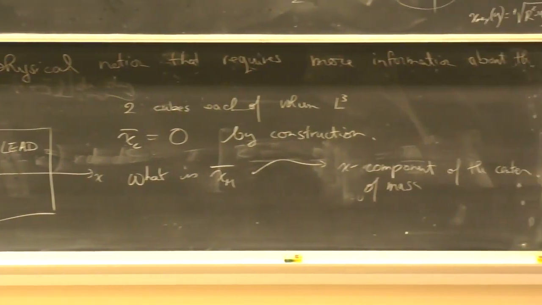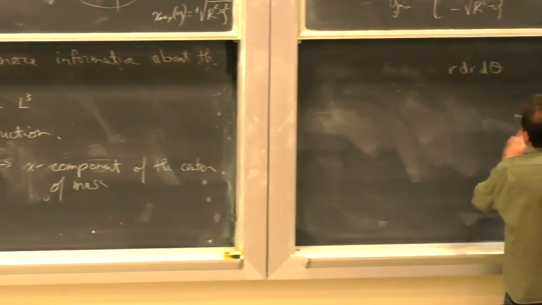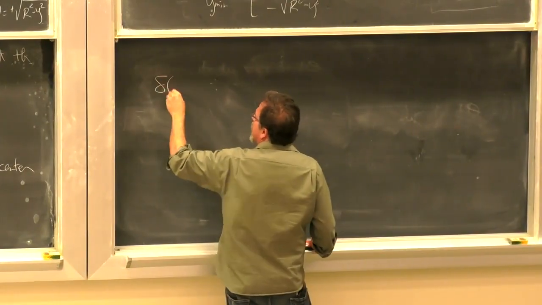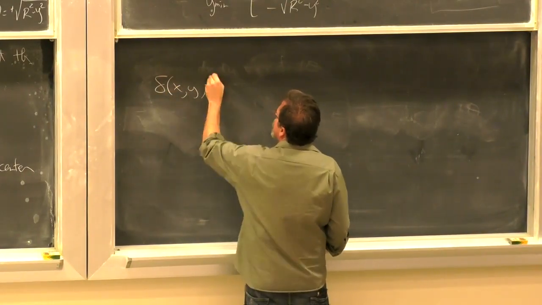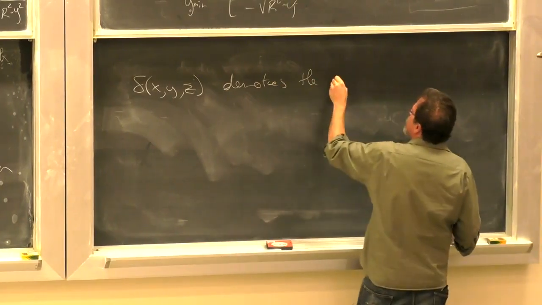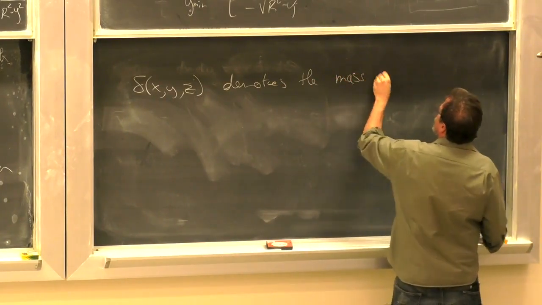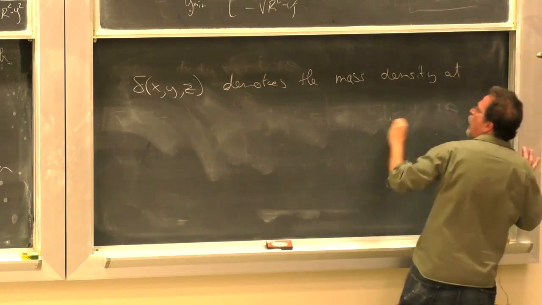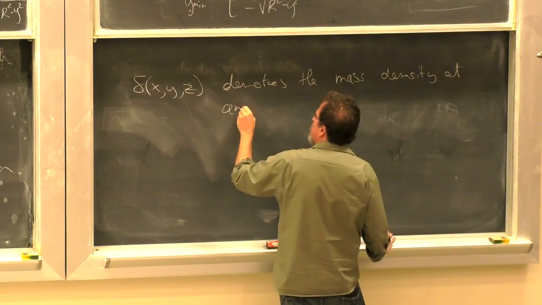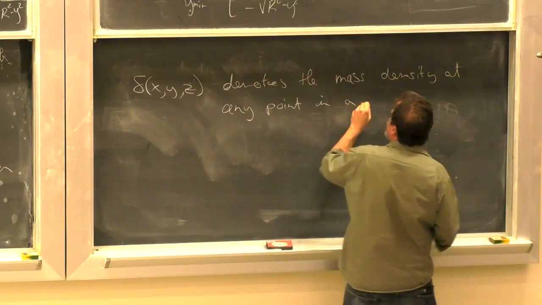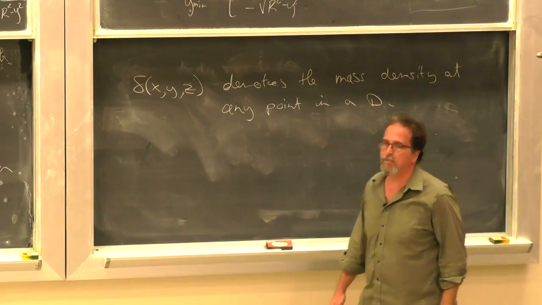Little delta of x, y, z denotes the mass density at any point in a domain.